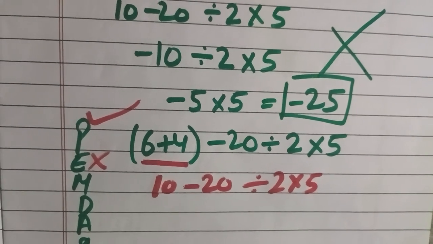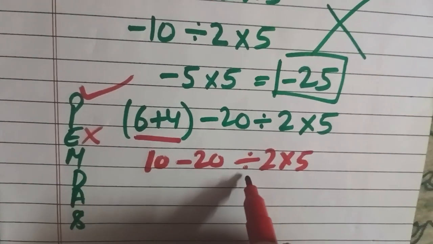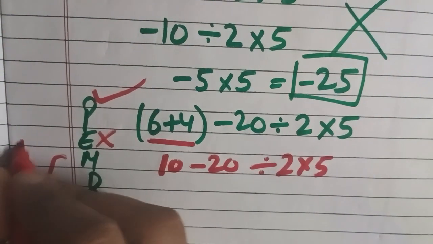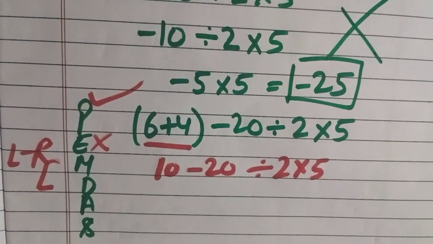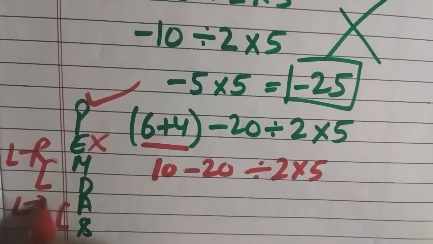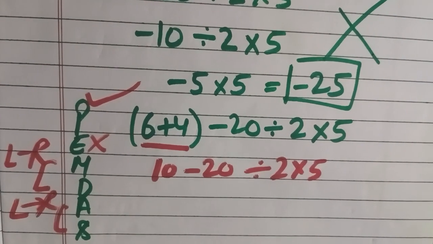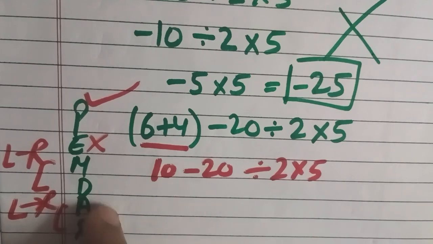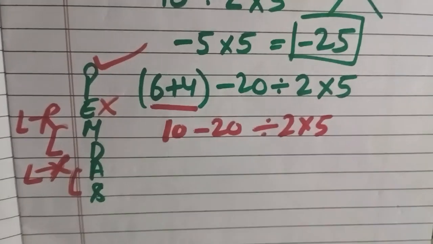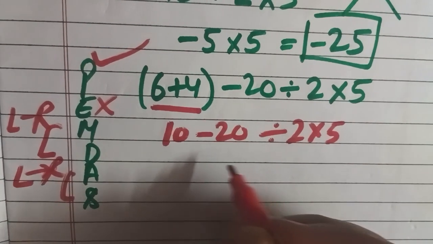But remember, if we have both multiplication and division in the same expression, we have to solve them from left to right. And same way, if we have addition and subtraction, we have to solve them from left to right. Because multiplication, division and addition and subtraction have the same priority and we have to solve them from left to right. So what will we do now?